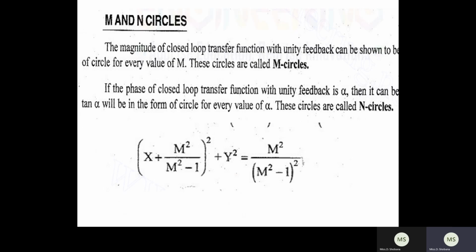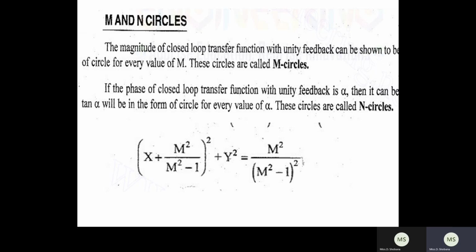First, the M circle. The magnitude of the closed loop transfer function with unity feedback can be shown to be in the form of a circle for every value of M. That is called an M circle. The N circle means that if the phase angle of the closed loop transfer function with unity feedback is alpha, then it can be shown to be a family of circles for every value of alpha. That is called an N circle.